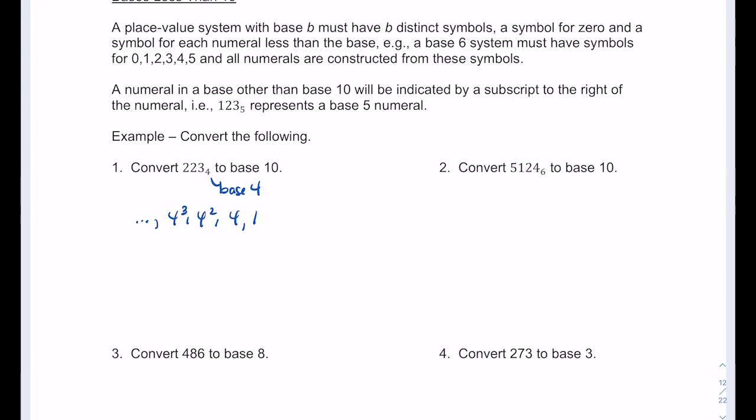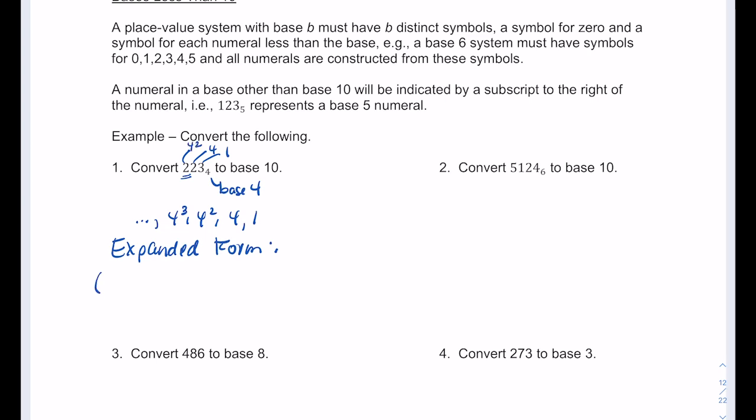So what we're going to do is take that number, 223 in base 4, and write it in expanded form to get our base 10 number. I'm going to start here with this 2. If you think about it, this first number is in the 1s, the second number is where the 4 is, and that third number is where the 4 squared is.